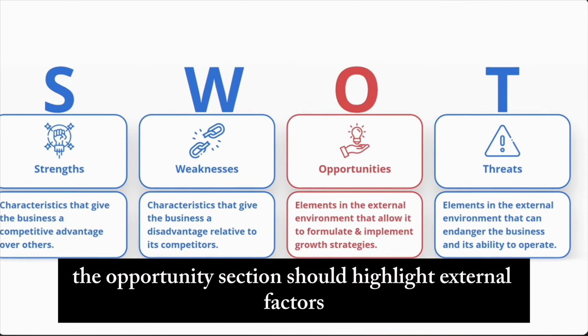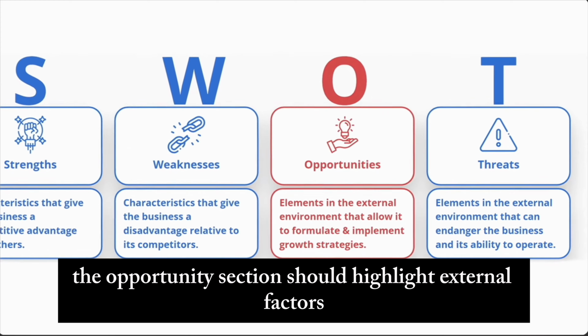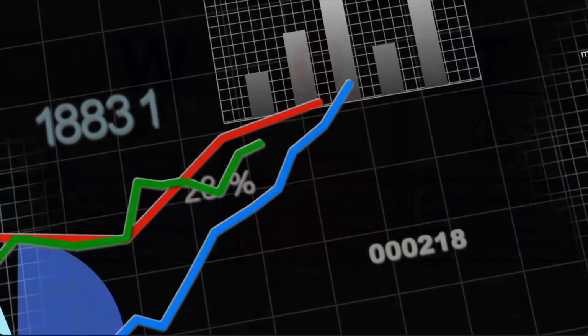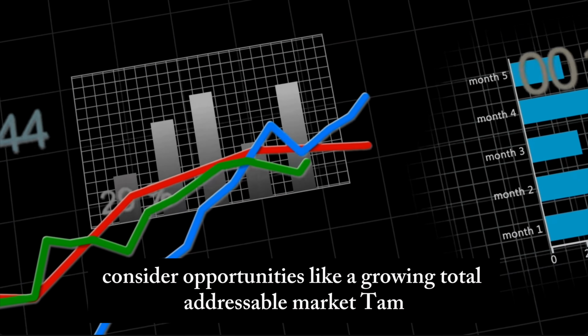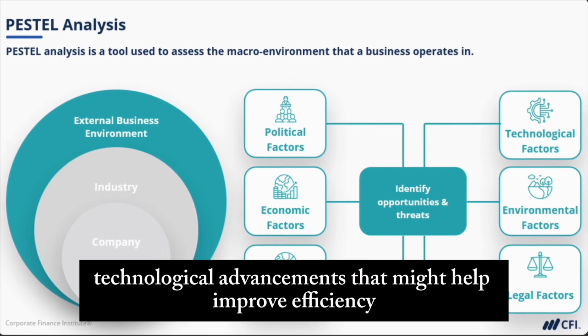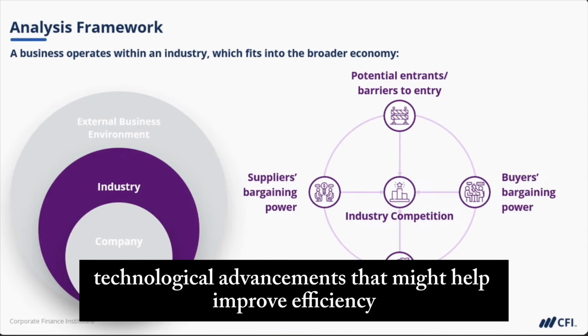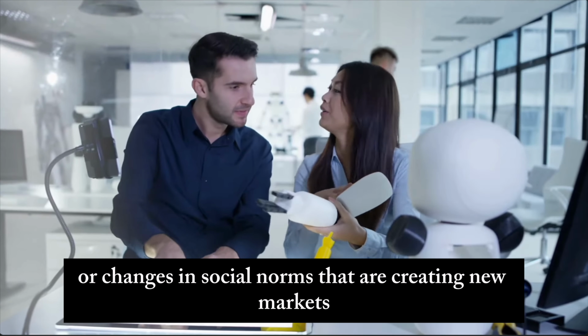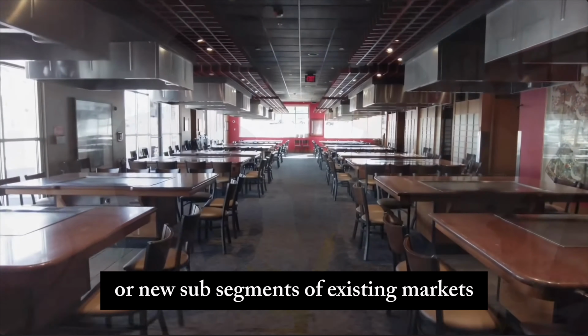The opportunities section should highlight external factors that represent potential growth or improvement areas for a business. Consider opportunities like a growing total addressable market (TAM), technological advancements that might help improve efficiency, or changes in social norms that are creating new markets or new subsegments of existing markets.